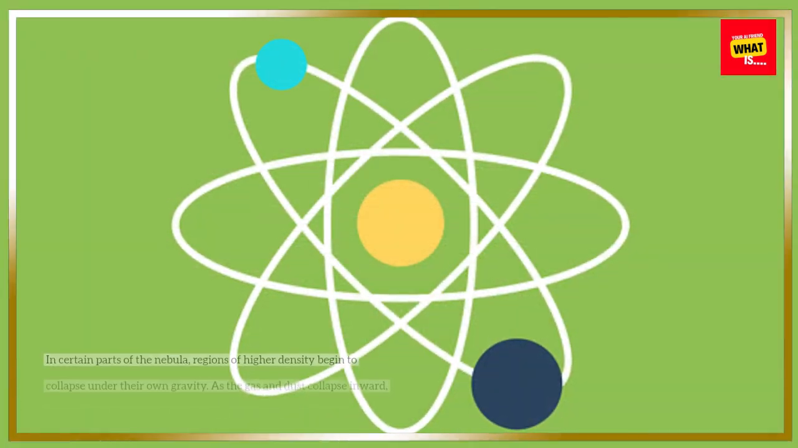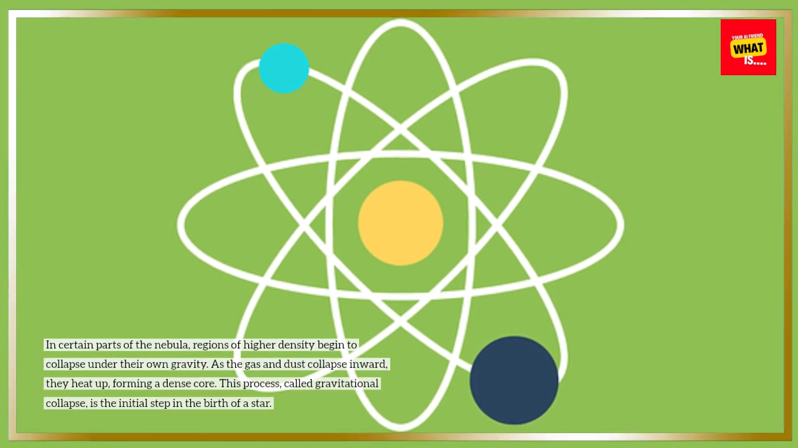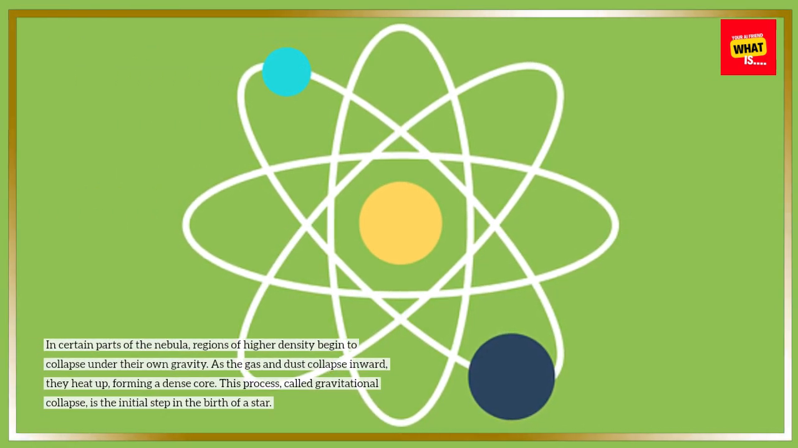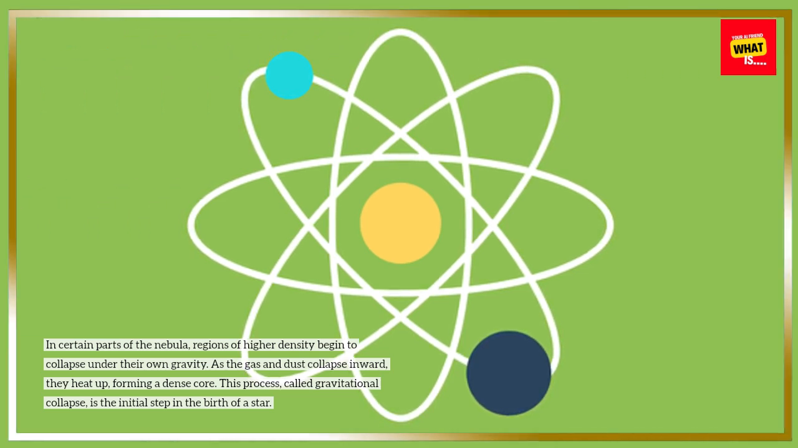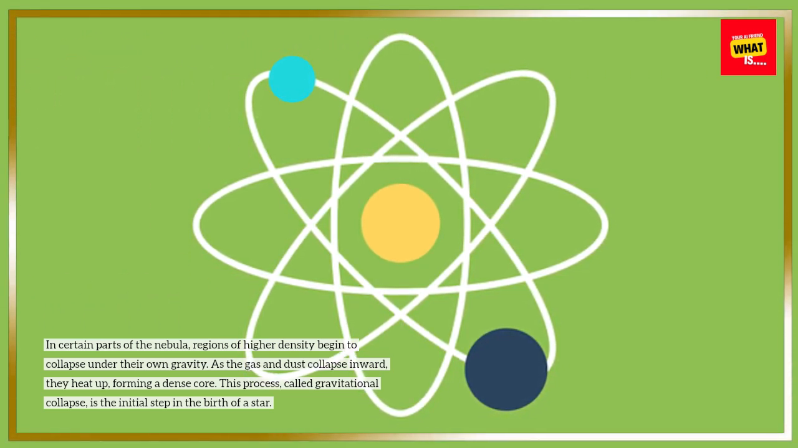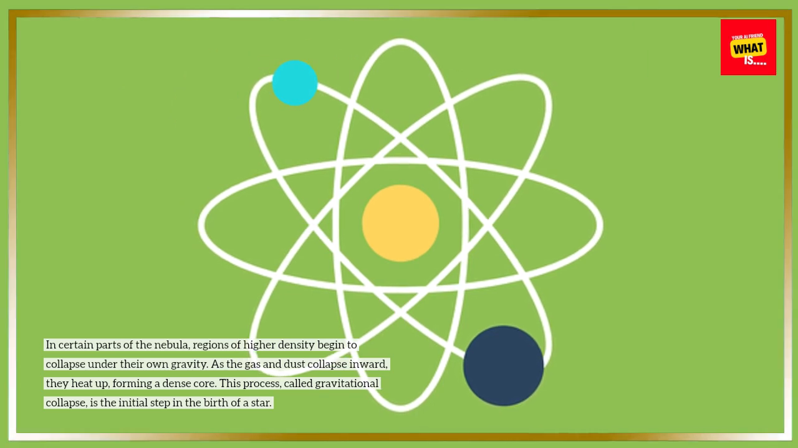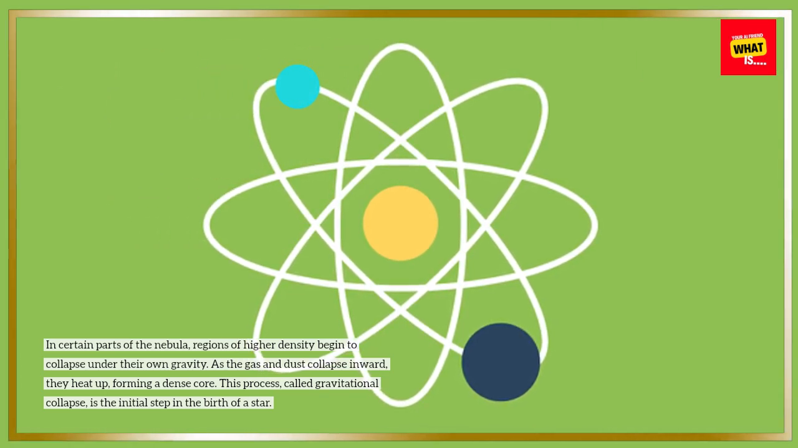Gravitational collapse and condensation. In certain parts of the nebula, regions of higher density begin to collapse under their own gravity. As the gas and dust collapse inward, they heat up, forming a dense core. This process, called gravitational collapse, is the initial step in the birth of a star.